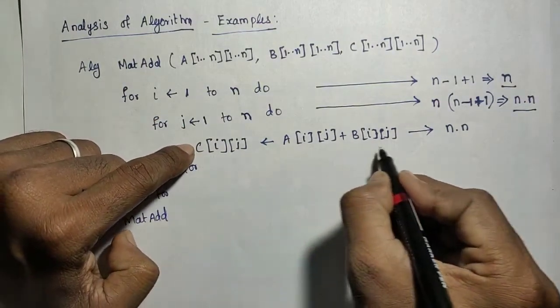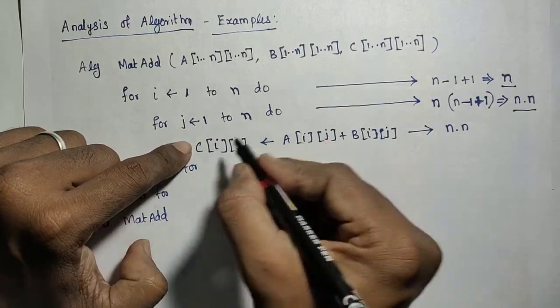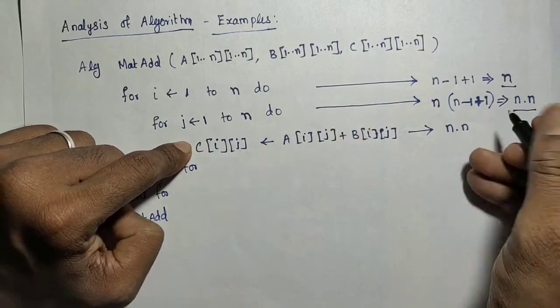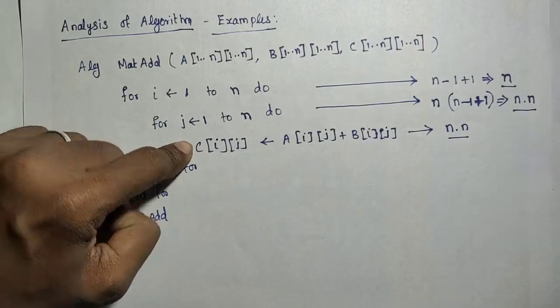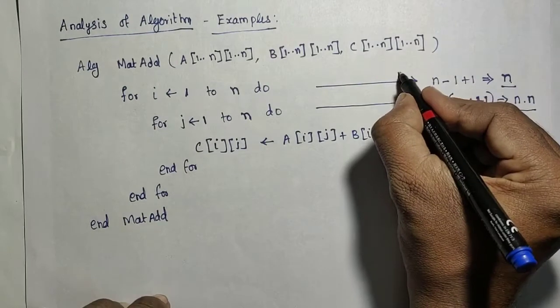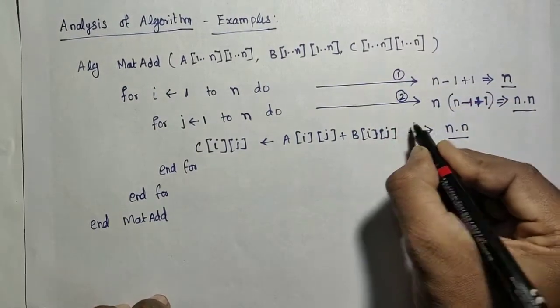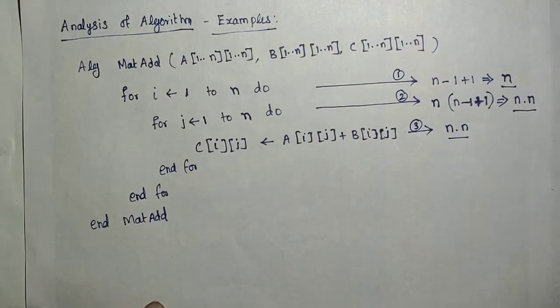And this addition and assignment to c, this statement is going to be executed n into n minus 1 times. So we have encountered 3 statements, 3 operations.